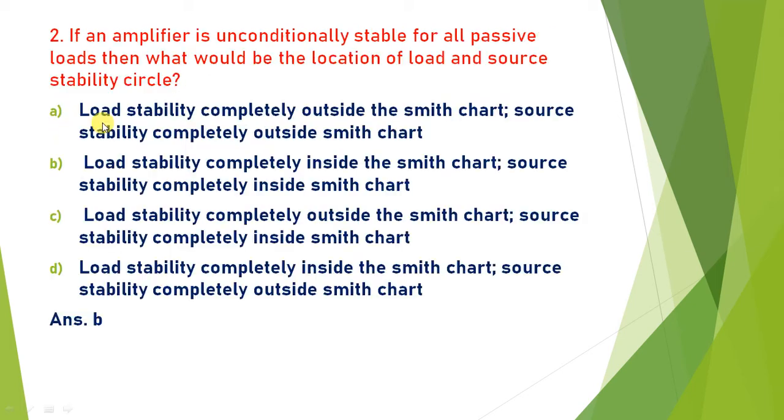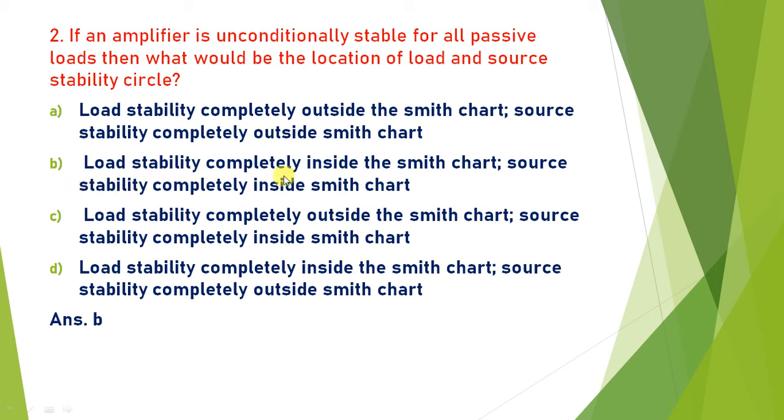So the answer is C. If an amplifier is unconditionally stable for all passive loads, what would be the location of the load and source stability circles? If you refer to the theory of unconditional stability, the load stability circle is within the Smith chart and the source stability circle is also within the Smith chart. Load and source both are inside the Smith chart, and for conditional instability, both are outside the Smith chart. So the answer is B.